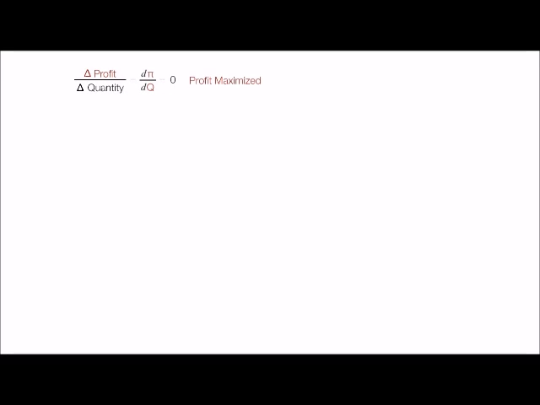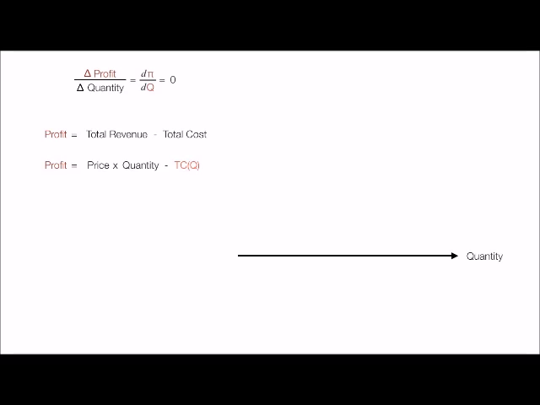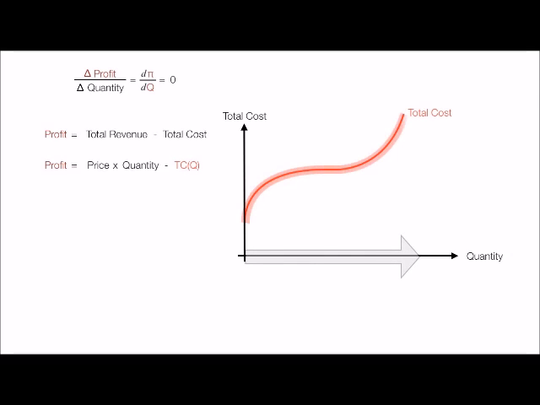Let's go. It turns out that profit is equal to total revenue minus total cost. Profit is equal to price times quantity, which is revenue, minus total cost, which is a function of quantity. The total cost curve looks something like this. What happens to total cost as quantity increases? How does it vary? Also, it's not constant either. So I'm going to say total cost is a function of quantity.